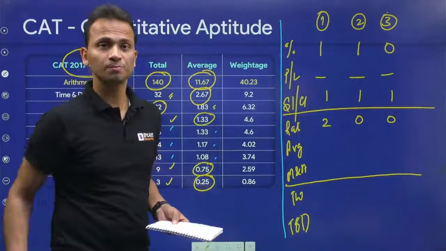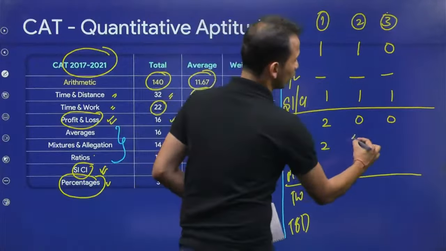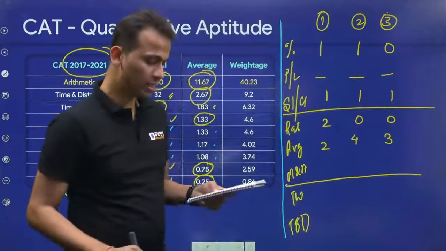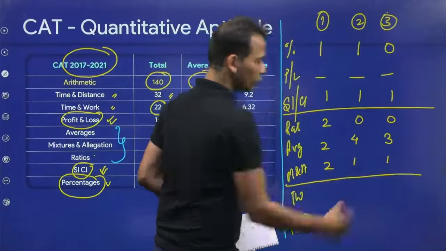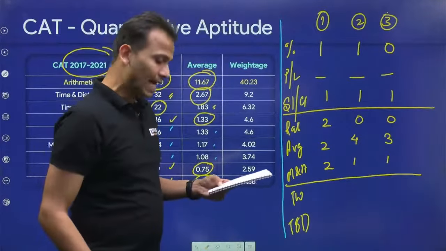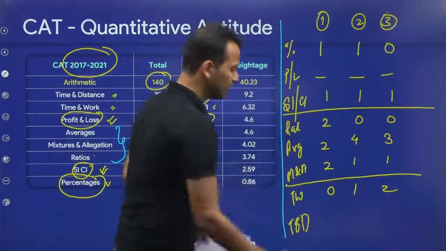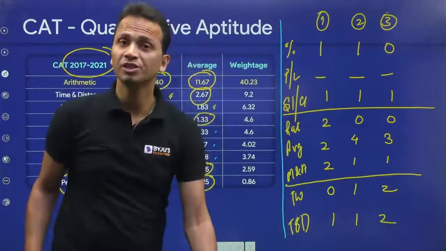No direct questions. Now averages have been very important. So 2 questions in slot 1, 4 questions in slot 2, and 3 questions in slot 3. This is from averages. Mixtures and allegations, 2 questions, 1 question, and 1 question. All right. Time and work, 0, 1, and 2. And finally, time, speed, distance, 1, 1, and 2 questions were asked in the previous year paper.